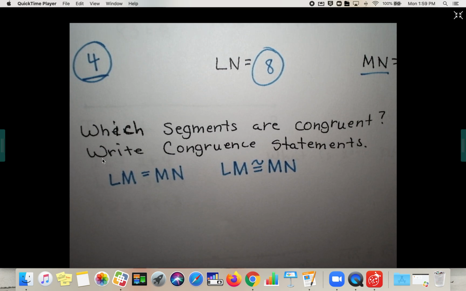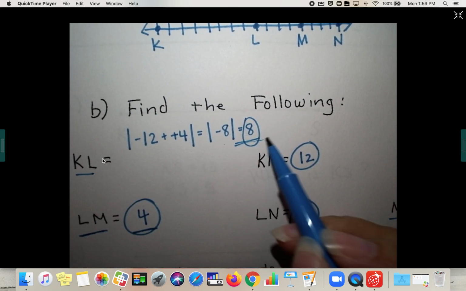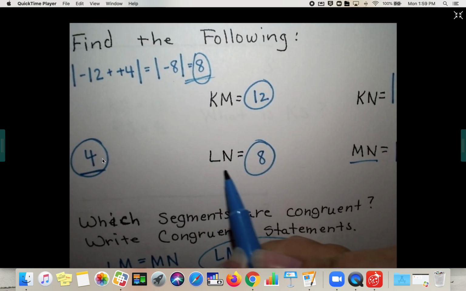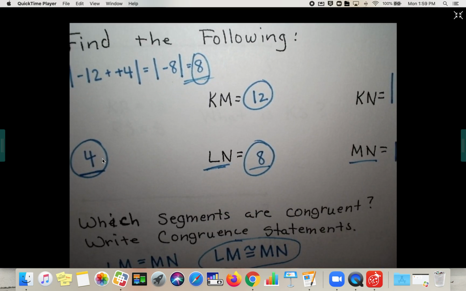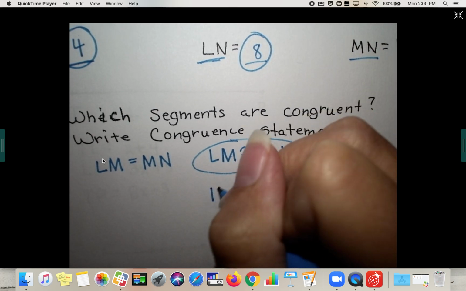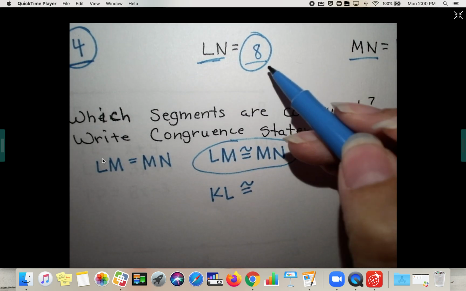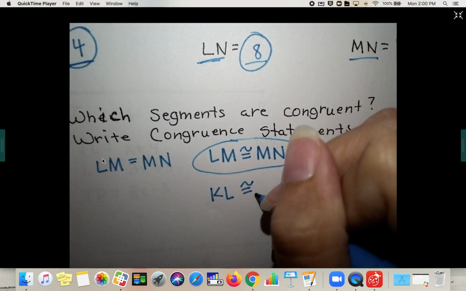Okay, I think there's one more, and this is really all you need. This is the congruent statement. The other one I noticed was that KL was equal to 8, and LN was also equal to 8. So let's write a congruent statement for those. KL is congruent to LN.